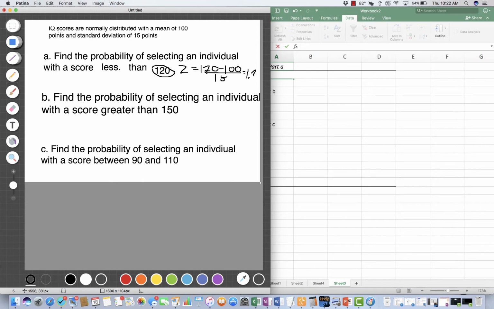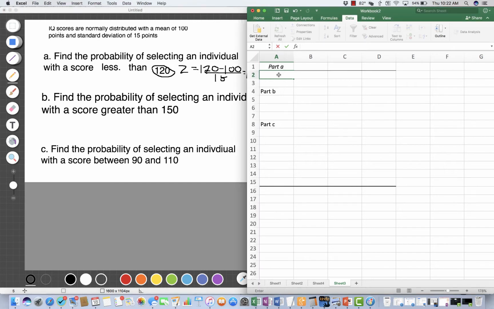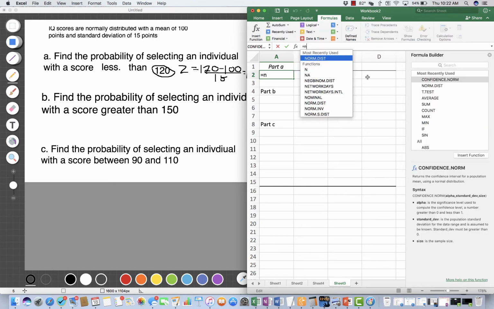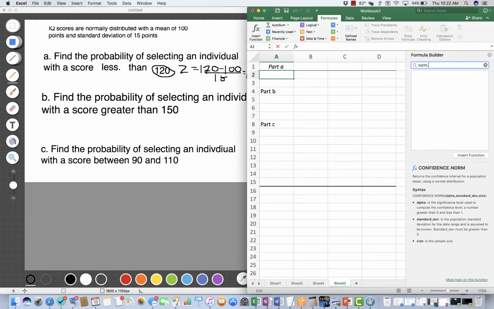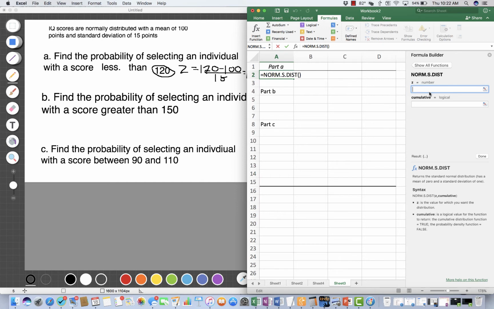Now we can turn to Excel to evaluate the probability given our z-score. In order to do this, we are going to insert a formula. So I'm going to go to the Formulas tab and insert a function. We're looking for norm.s.dist. The s means that we need the z-score. Well, we found the z-score, 1.33, and in the cumulative box for normal distributions, you are always going to put the value of 1. Once that is done, we're going to hit Done, and we are given the probability.